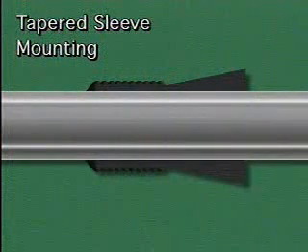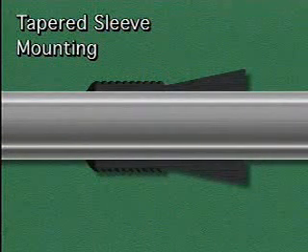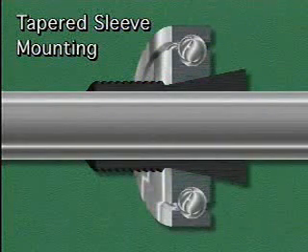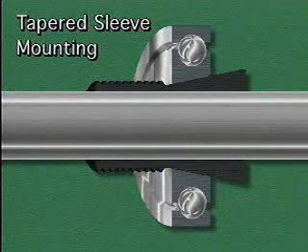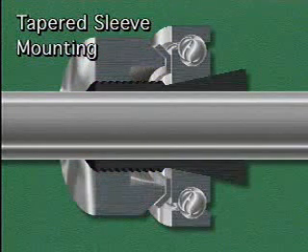Another type of inner ring mounting is tapered sleeve mounting. With this method, the inner ring of the bearing is not mounted directly on the shaft. Instead, a slightly tapered metal sleeve is placed on the shaft first. Then the bearing is slipped over the sleeve. The inner ring of the bearing must have a matching taper so that the ring will make full contact with the sleeve. The bearing and the sleeve are secured to the shaft with a lock nut and lock washer.